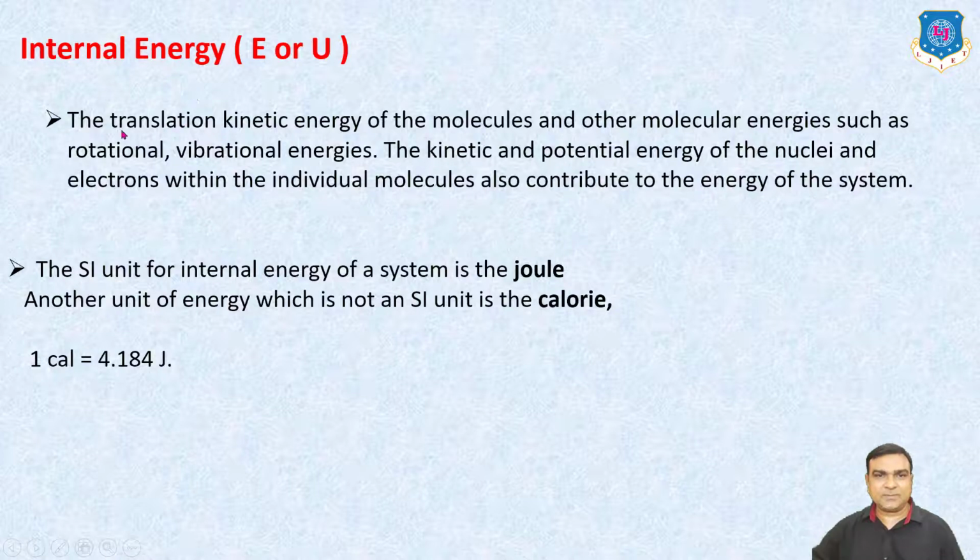Internal energy. The translational kinetic energy of the molecules and other molecular energy such as rotational and vibrational energies, and the kinetic and potential energy of the nuclei and the electrons within the individual molecules, also contribute to the energy of the system. The SI unit for internal energy of a system is the joule. Another unit of energy which is not an SI unit is the calorie. The relation between calorie and joule is: 1 calorie is equal to 4.184 joule.